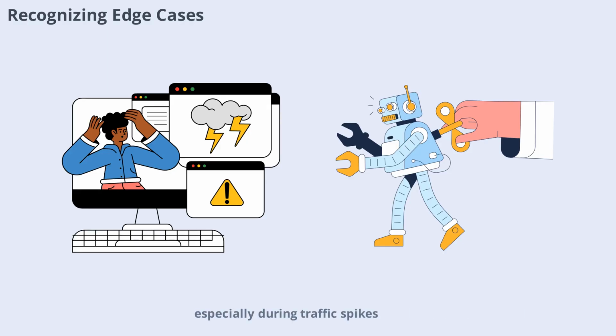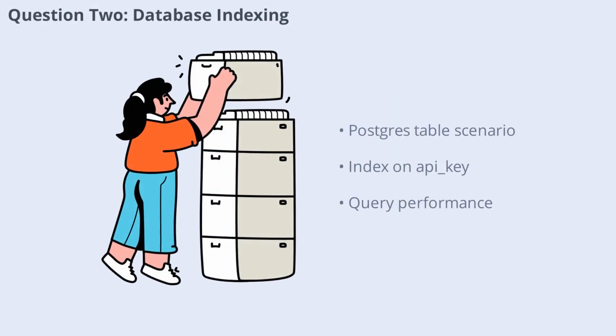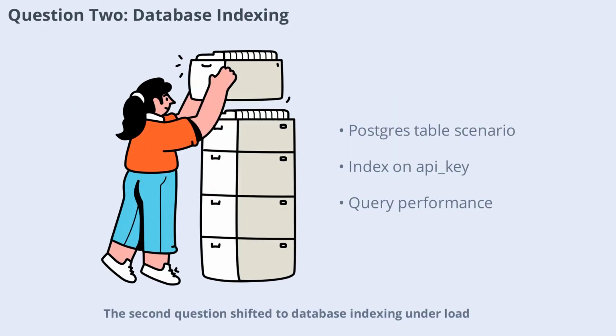especially during traffic spikes. The second question shifted to database indexing under load. The interviewer described a Postgres table with about 50 million rows storing API request logs. The table had columns for API key, endpoint, timestamp, response code, and latency in milliseconds. The task was to run a query fetching all requests for a specific API key within a given time range, sorted by timestamp descending. I suggested creating an index on API key, thinking it would be sufficient for the query.